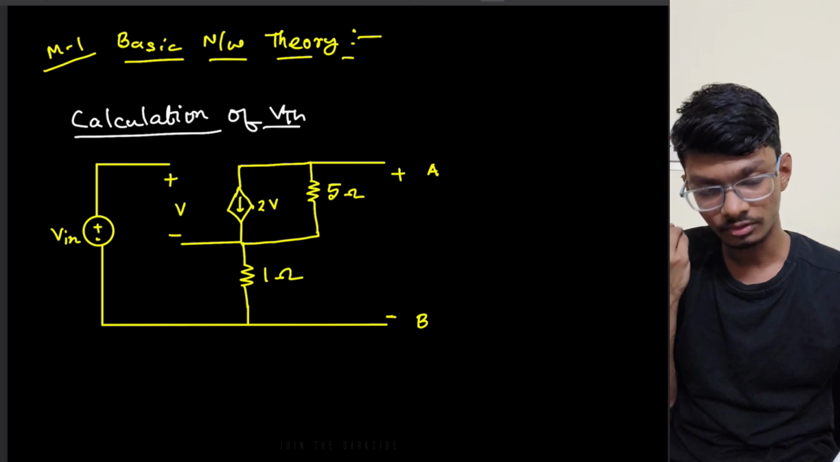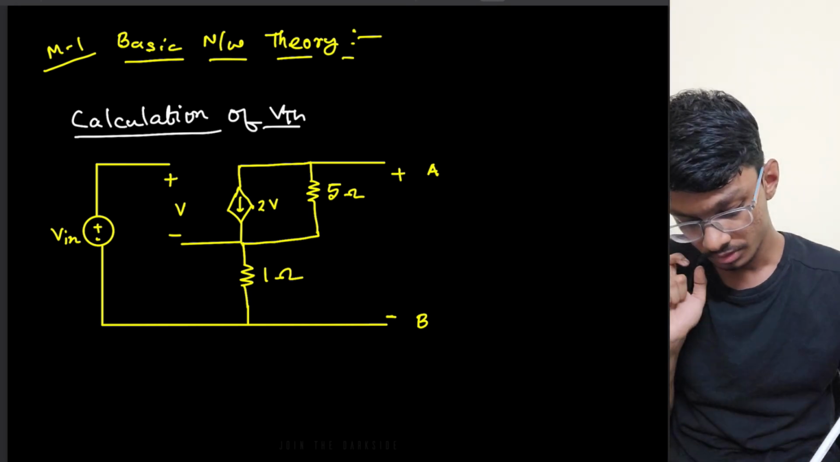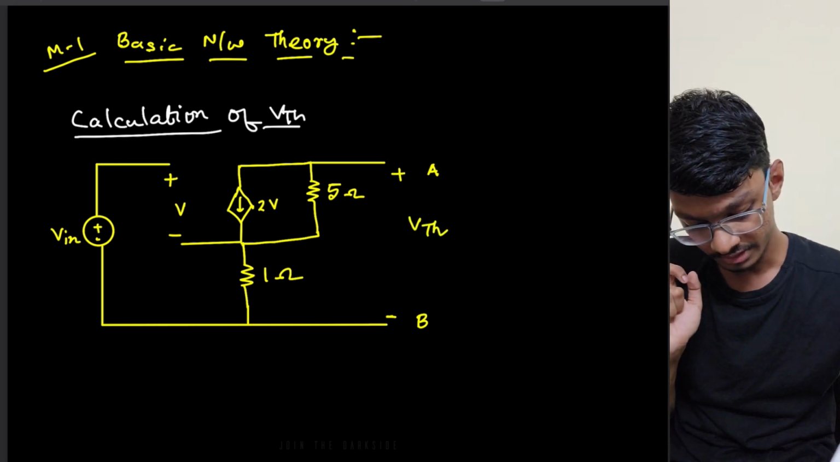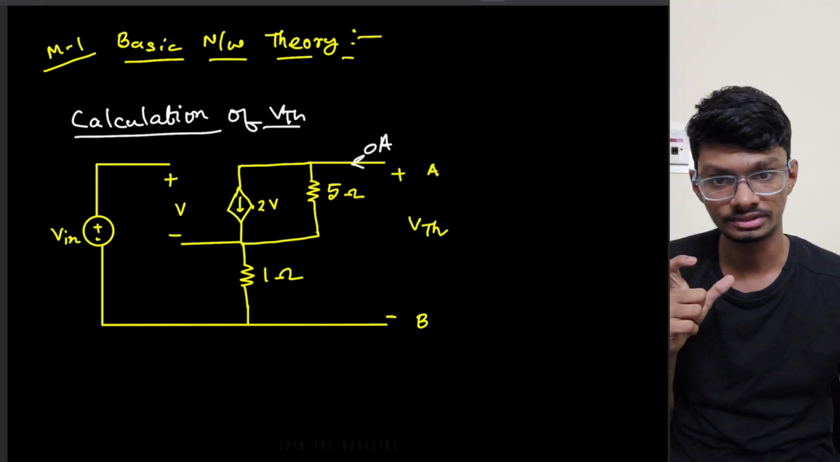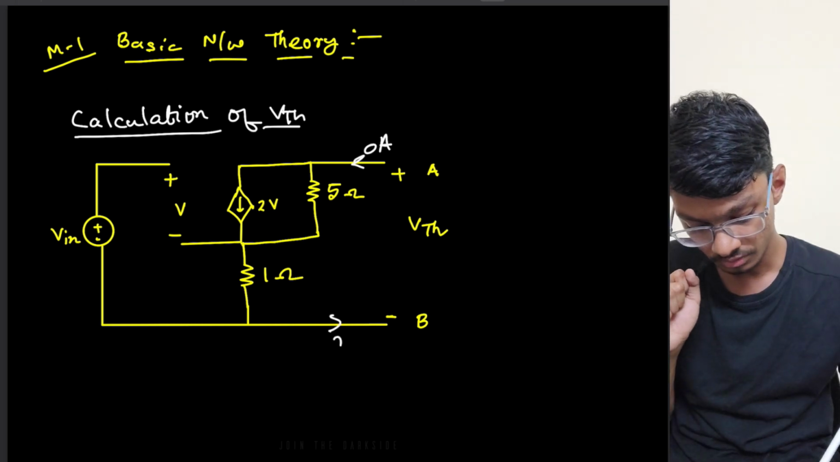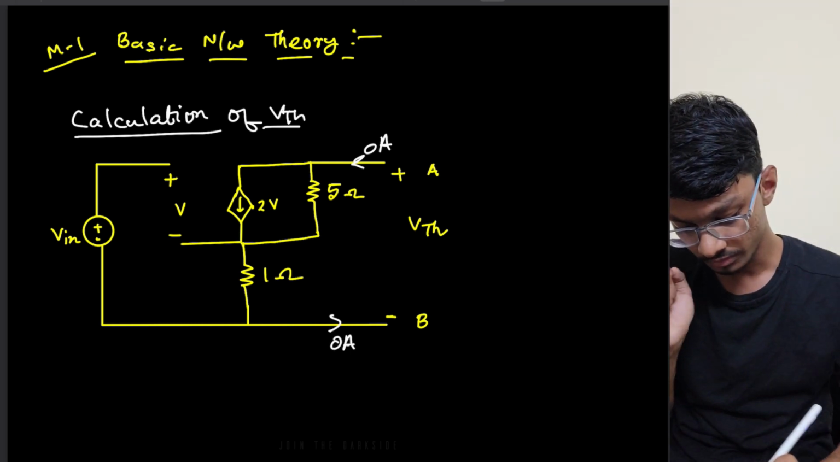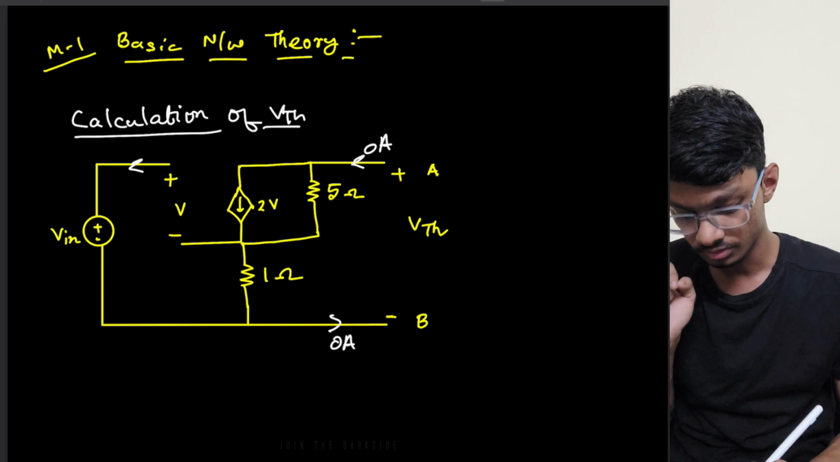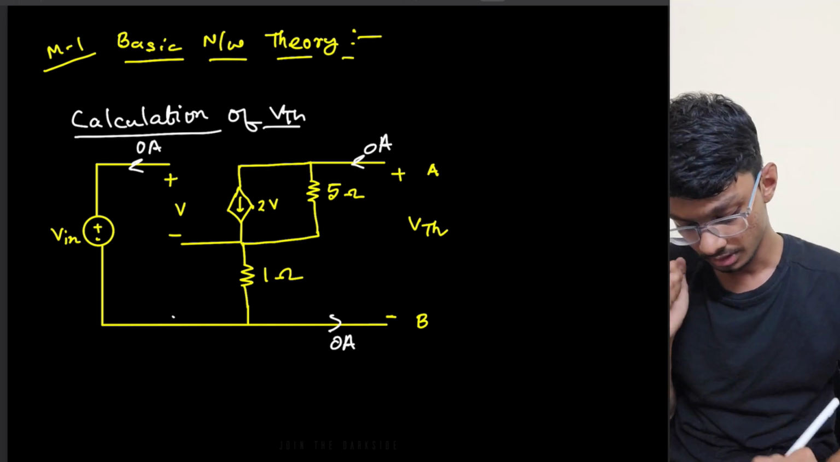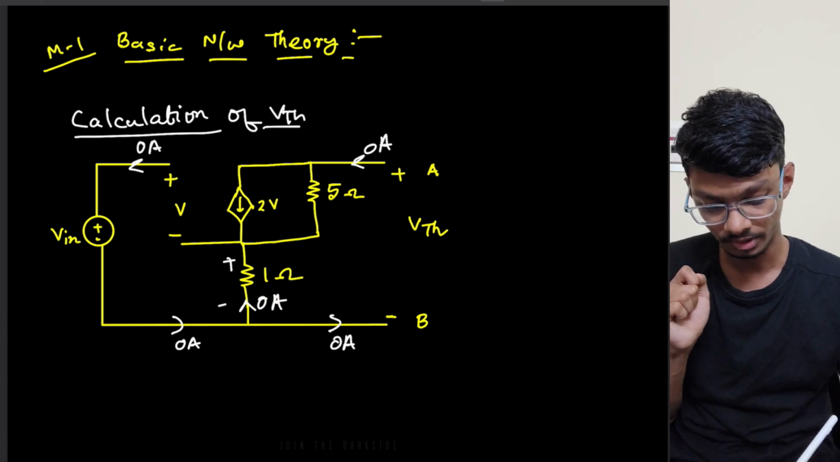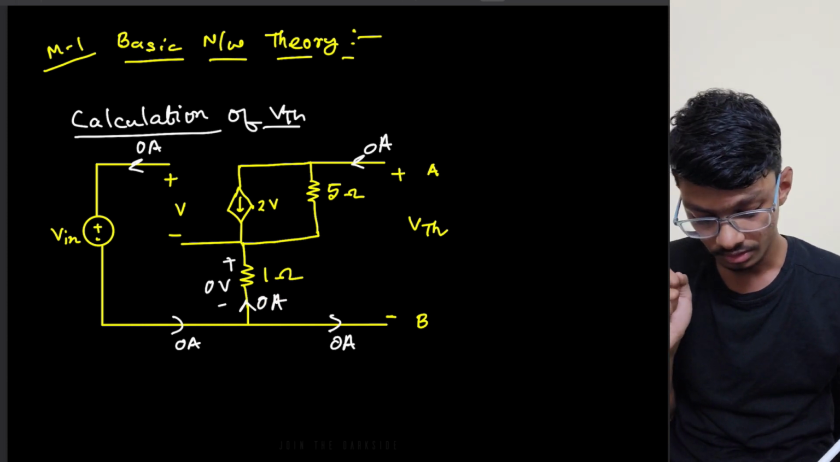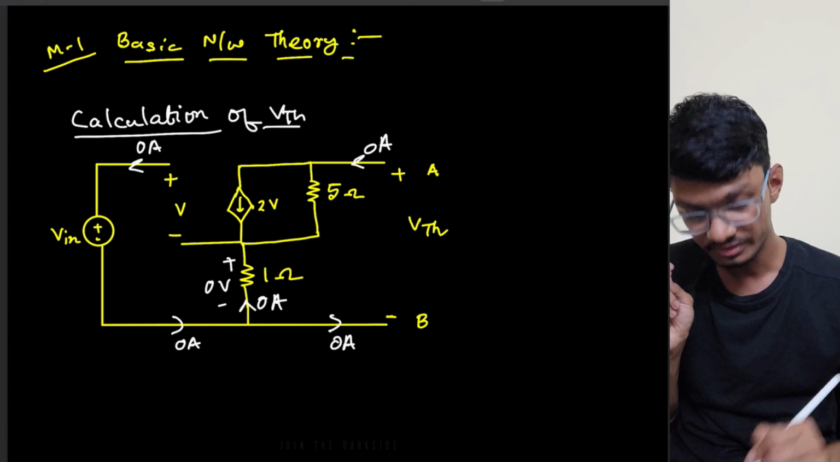For calculation of VTH, the current through here will be 0 because we take the open circuit voltage. So the current through here is 0, here also current is 0. Also, the current through here is 0 because this terminal is open. So the current over here is also 0, so the drop across this is 0 volts. So what is this V volts?